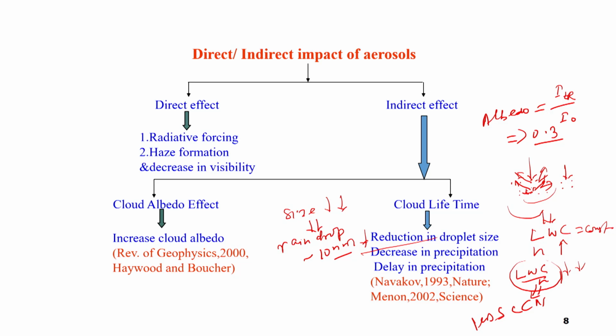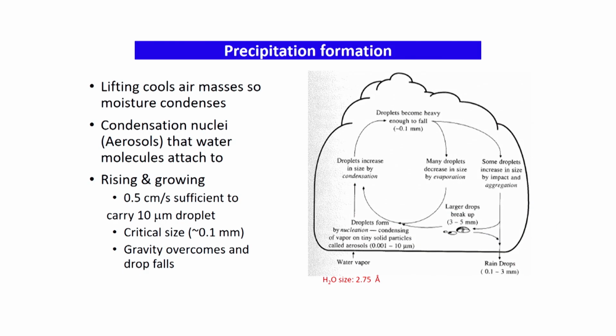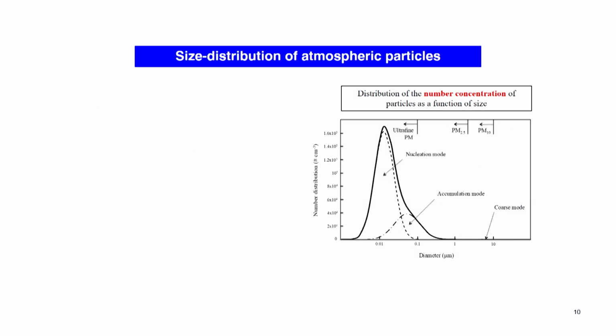So we discussed the direct and indirect effects of aerosols. We have already covered precipitation formation in the previous lecture, so because of the lack of time, I am going to skip this one. But size is very important. When we say size distribution of aerosol, there are two types of size distribution that are important: either you consider by number, and the other one is by mass. So mass size distribution and number size distribution are both very important.